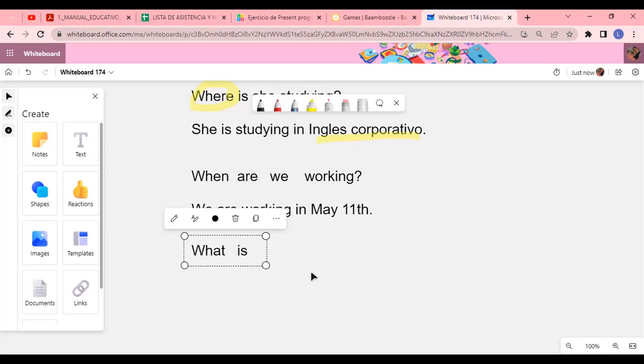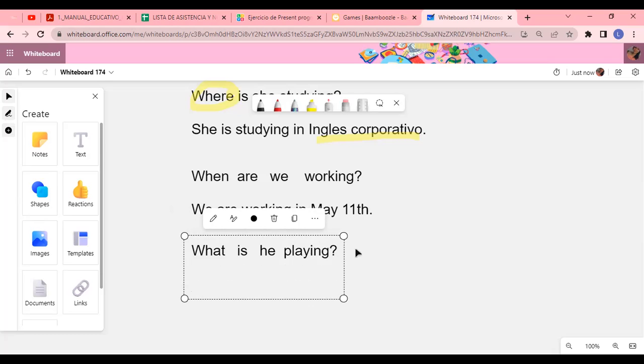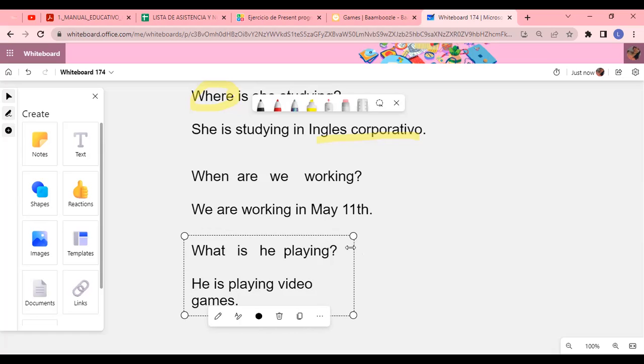Can you tell me one subject to use with is, please? Now, can you tell me one verb with ing, please? ¿Me podrían decir un verbo con ing, please? Playing, okay. What is he playing? Excellent. Very good. What is he playing? Ahora para responder sería, can you help me with the answer, please? He's playing video games. Oh, very good. He's playing video games. ¿Por qué? Porque estamos respondiendo al what, ¿verdad? Al qué. So, very good. So, what sería video games?